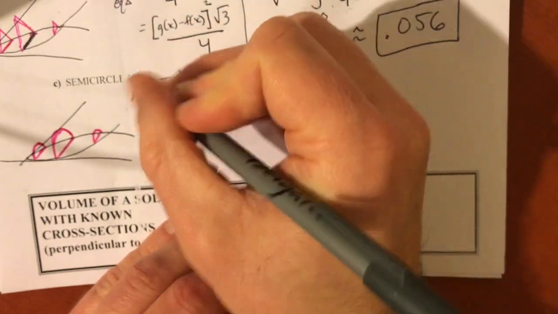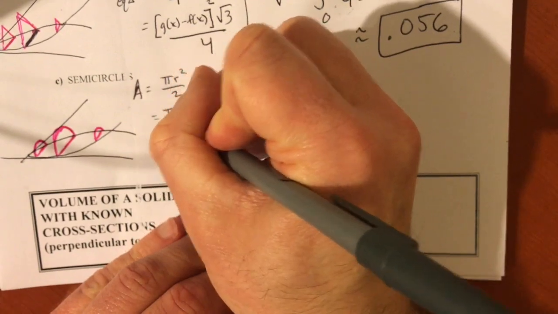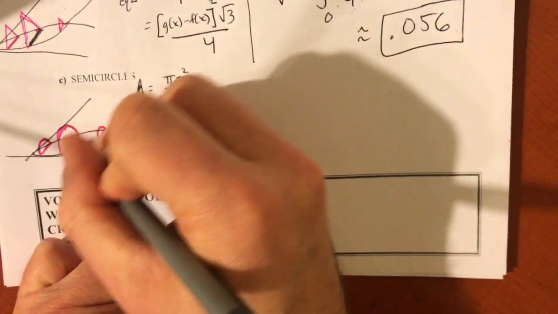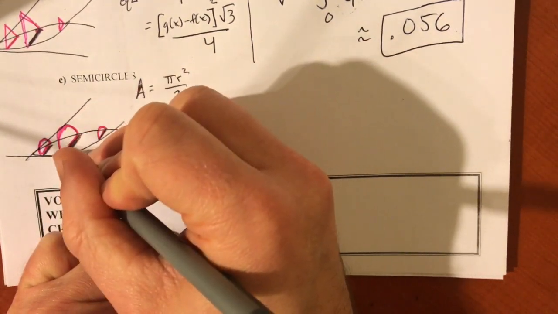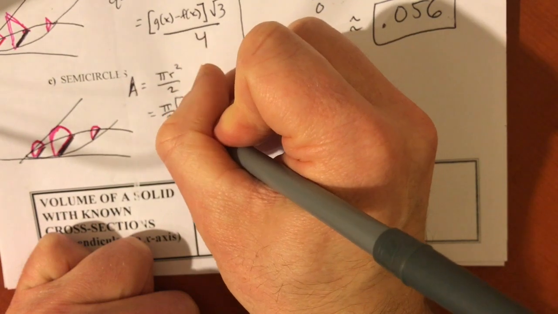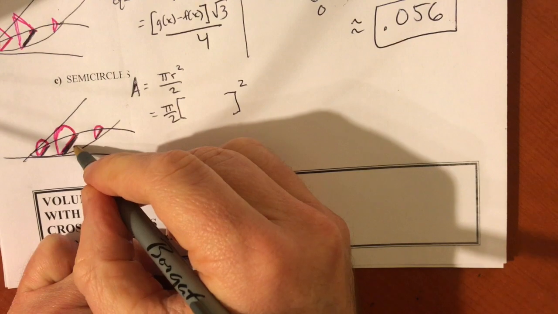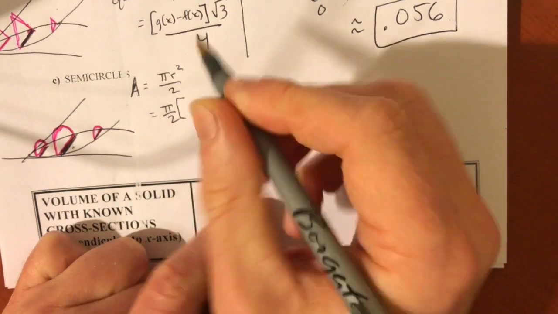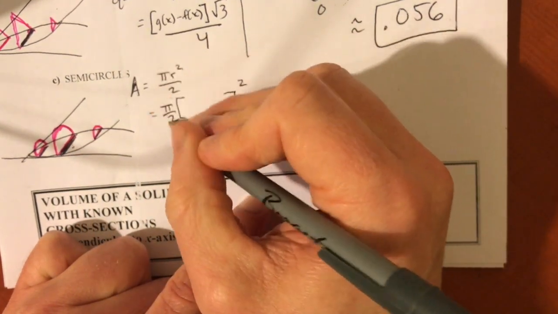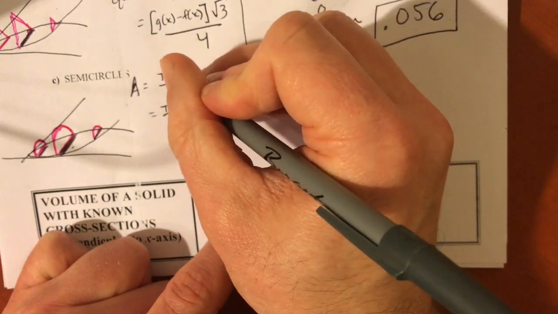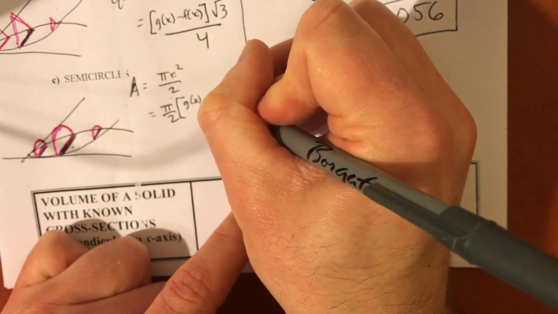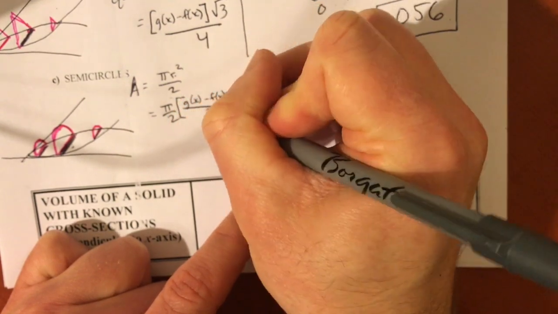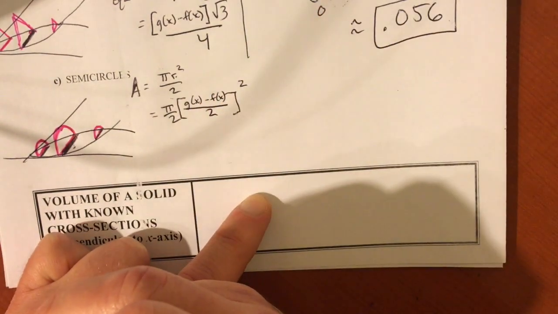Just keep in mind, for these semicircles, that distance that we keep using over and over again, that's the diameter. So you've got to take a moment and define the radius as half of that before you square it. So I've got my pi over 2. I just took that out in front. And the radius that I'm going to square will be g of x minus f of x divided by 2, and that entire fraction squared.